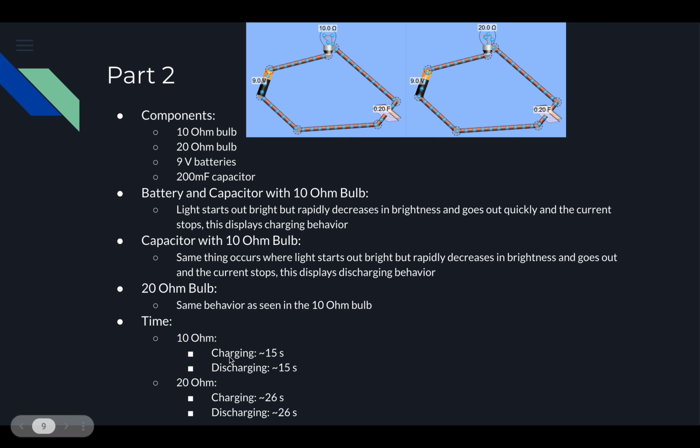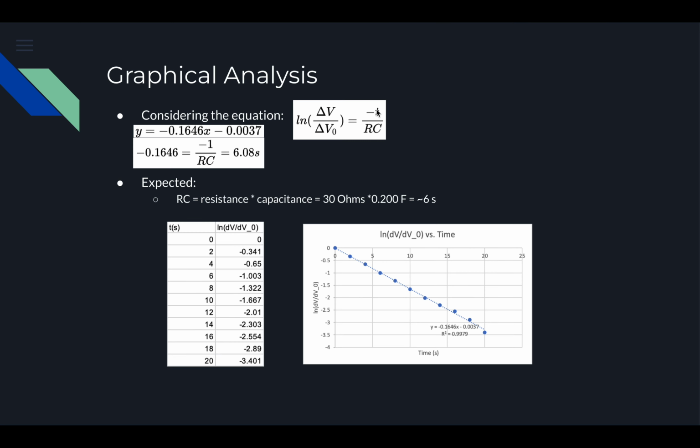The time it took for charging and discharging was around 15 seconds for the 10 ohm bulb, and for the 20 ohm bulb it was the same, except charging and discharging took around 26 seconds. Our graphical analysis showed that negative 1 over RC should be about 6.8 seconds. RC is equal to resistance times capacitance, so we used the known values in the model and found it to also be around 6 seconds. So our expected and our calculated values were about the same.